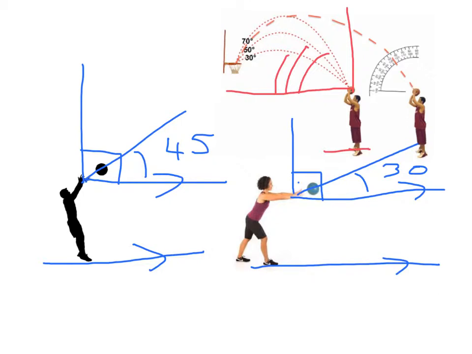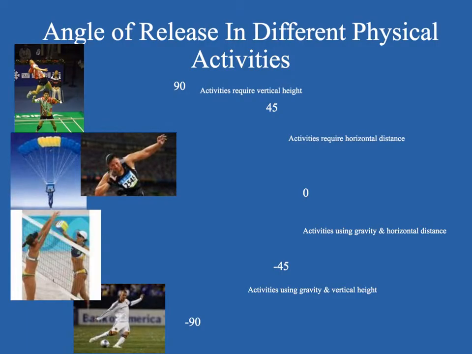So the angle is calculated from a parallel to the ground. For different activities, you require different angles of release. So we've got 90 degrees at the top going right down to minus 90 degrees, the negative of 90 degrees. So this here is exactly on the horizontal, 0 degrees. I'll put that in like that.